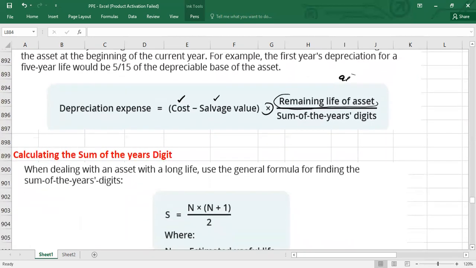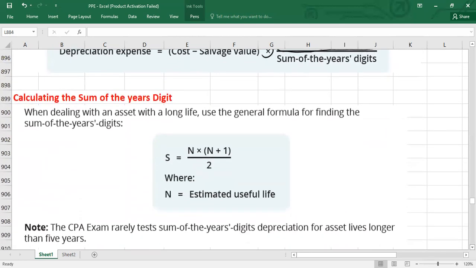Let's have a look at more complexities. Sometimes, if you are dealing with an asset with a long life, maybe 50 years or 60 years, it is not easy to write numbers progressively and then add them. So here we can apply a simple shortcut formula to calculate the sum of the years digit. So what is the formula?